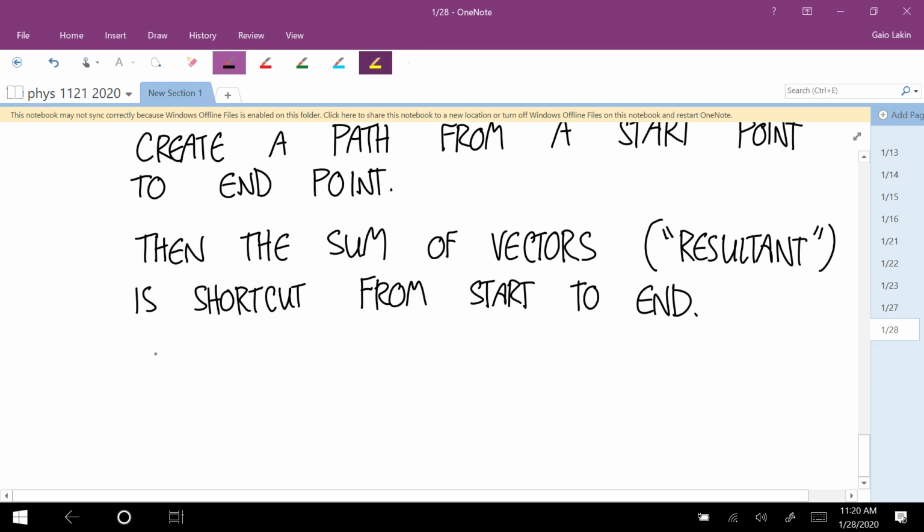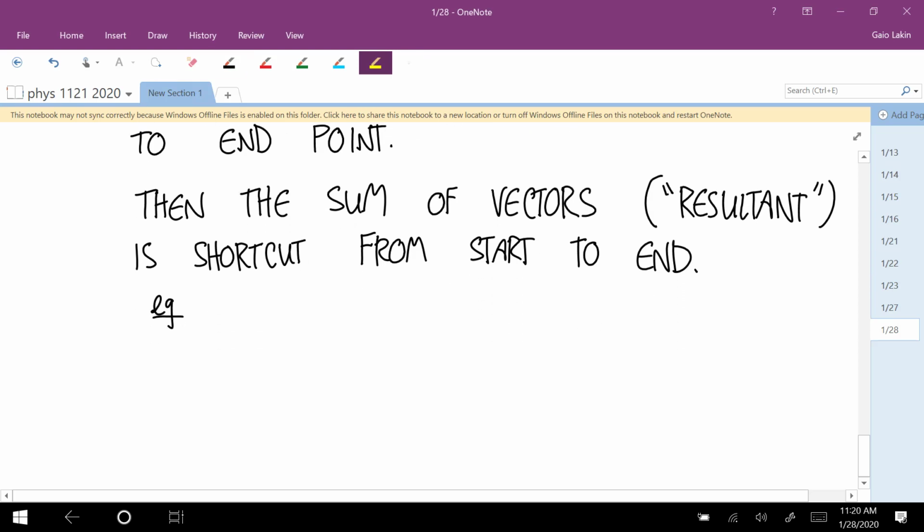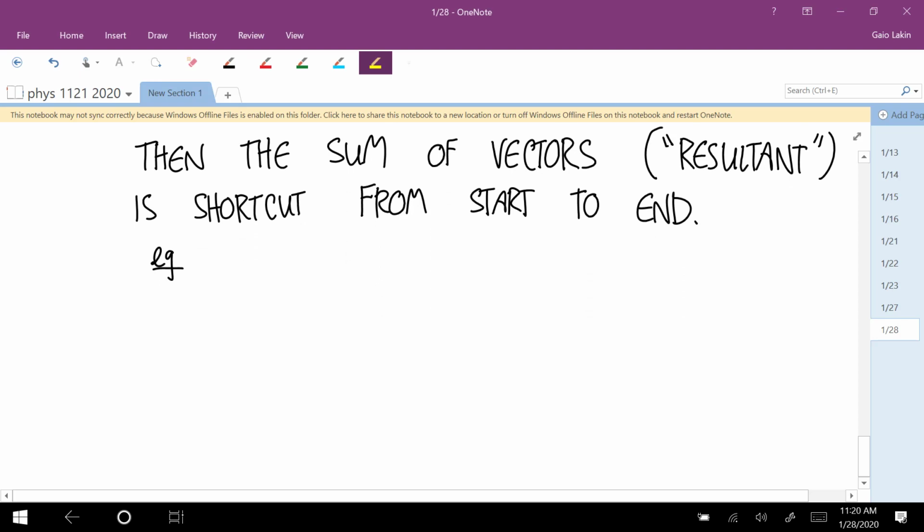Okay, so here's an example of this. Let's say that we have this vector and we want to add it to this vector. Okay, how are we going to do that?